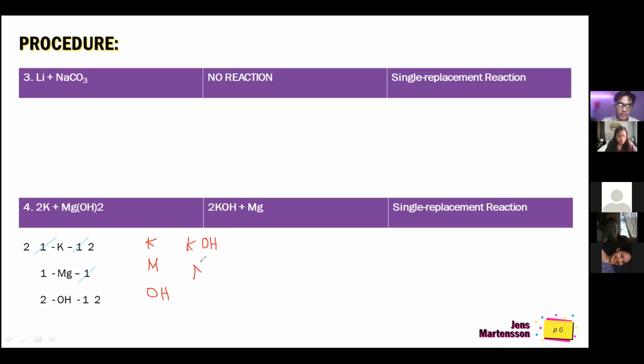And wait lang po. Sorry, it is hard with the Mg.